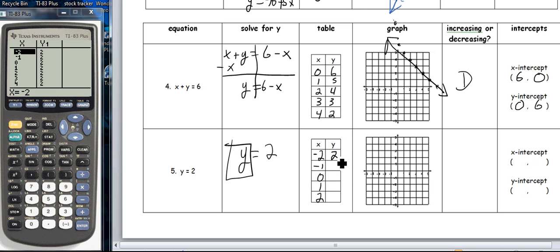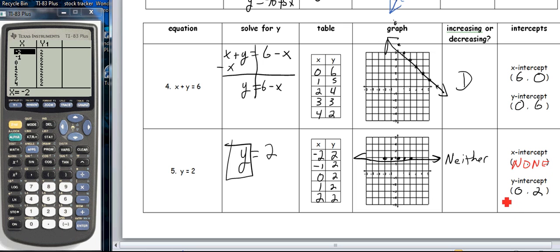And you see that this is just 2, 2, 2, 2, 2. So, if I were to graph that, it looks like this. And in fact, you can probably tell it is just that straight line right there. Is this increasing or decreasing? Well, it is neither. I have a 0, 2. Well, x is 0, so that must mean that's a y-intercept, 0, 2. And then, does it ever cross the x-axis? No. So there is no x-intercept.